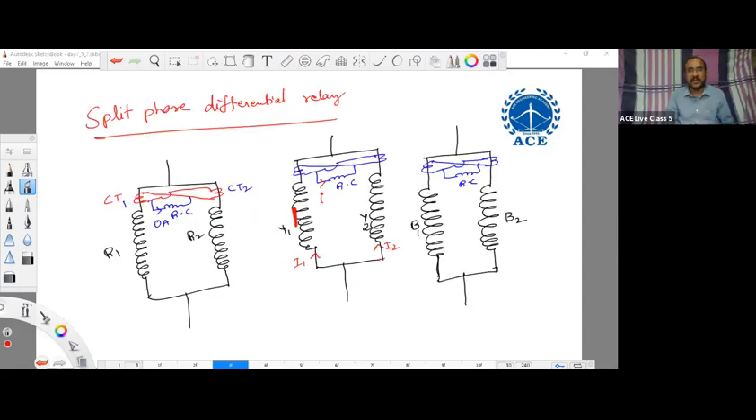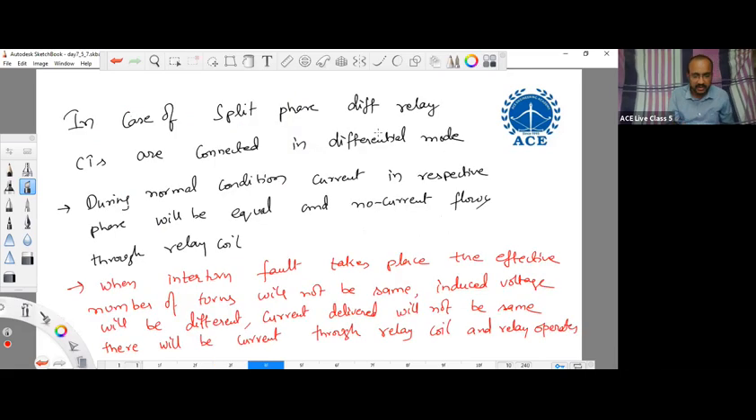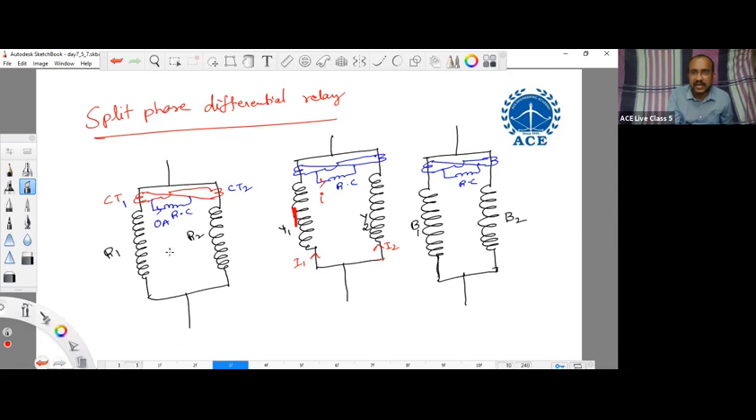So where do we use the split phase differential relay? In protection of the alternator from interturn faults. Here we are connecting the CTs, CT1 and CT2, in differential mode. That is the first point. During normal condition, the induced voltage in R1 and R2 will be the same, so the current delivered by R1 and R2 will be the same. So the difference of the currents is zero, and the relay will not operate.